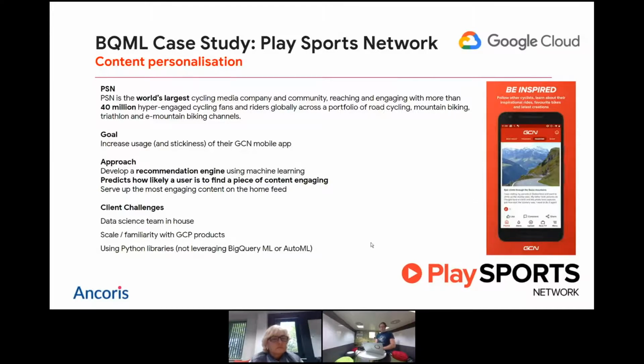Now, they had a data science team in-house. They had some familiarity with GCP products. And I guess they tackled this using the traditional approach. So they'd use Python. They just didn't really get the results that they were hoping for. So they asked us to try and improve it.